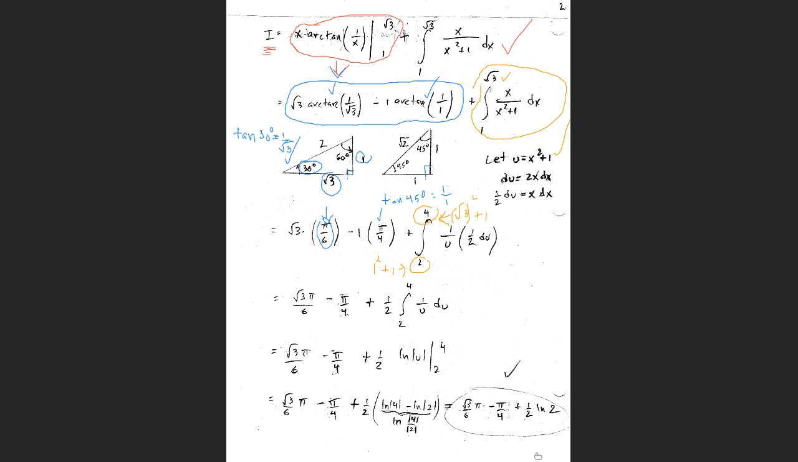So, okay. Well, now the antiderivative of 1 over u is just the log of the absolute value of u. And our definite integral, this is the final answer then. Root 3 over 6 pi minus pi over 4 plus 1/2 times the log of 2. That is the exact answer.